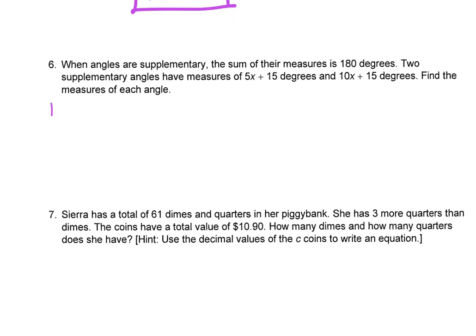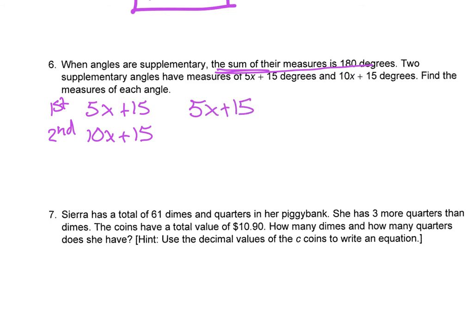Okay, so we have two angles. The first angle is 5x plus 15 degrees, and the second angle is 10x plus 15 degrees. We know their sum has to be 180. So we're going to take 5x plus 15, that represents angle 1, and we're going to add it to 10x plus 15, and we know it's going to equal 180. All this information is given in our problem.